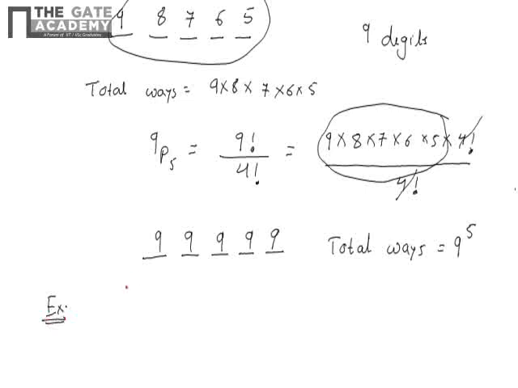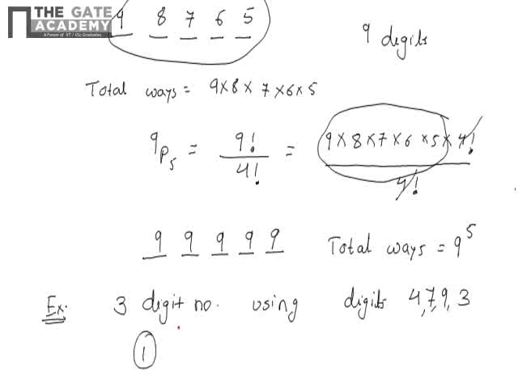Here it is written that you have to form a 3-digit number using digits 4, 7, 9 and 3. Now if we want to form a 3-digit number, there can be 2 cases.